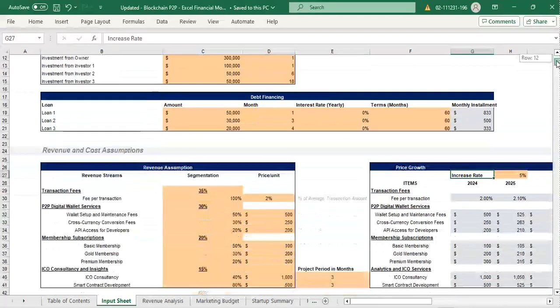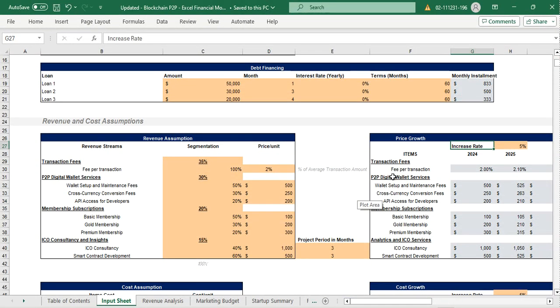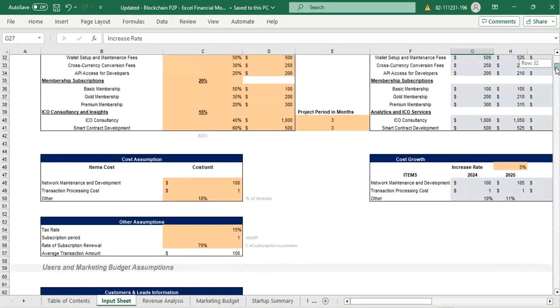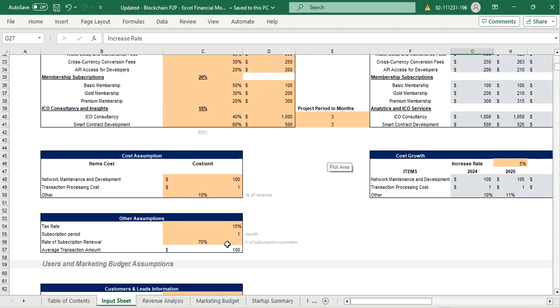Then we have revenue assumptions and the growth of prices. Next up we have cost assumption and its growth. Then we have some other assumptions such as tax rate, subscription period, average transaction amount and rate of subscription renewal.